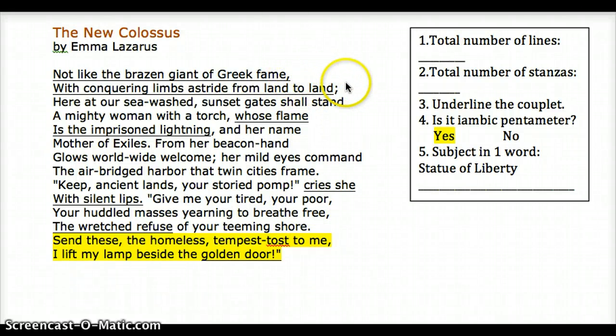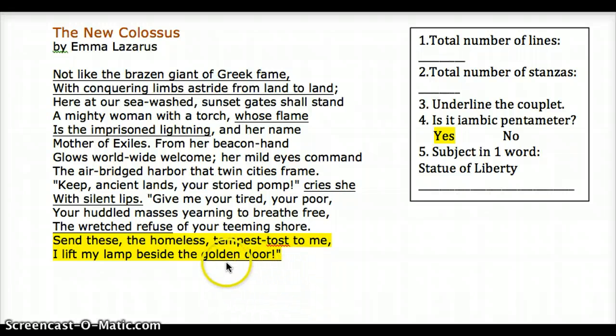So, underlining some figurative language here, we have simile, kind of an anti-simile, not like the brazen giant of Greek fame. A mighty woman with a torch whose flame is the imprisoned lightning. Sounds like a metaphor to me. And here it says she cries with silent lips. And so maybe you can figure that that is personification. And really personification shows up throughout as she's bringing the statue to life.